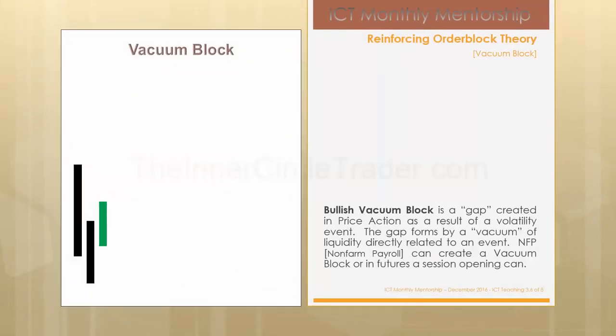Okay, folks, welcome back. We're looking at teaching 3.6, reinforcing order block theory. We're dealing specifically with the vacuum block. A bullish vacuum block is a gap that's created in price action as a result of a volatility event. The gap forms by a vacuum of liquidity directly related to an event. Non-farm payroll can create a vacuum block, or in futures, a session open can.